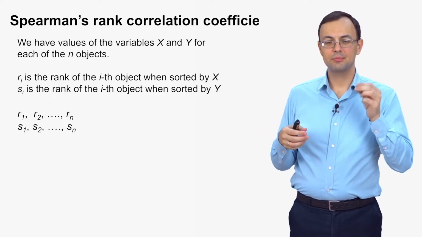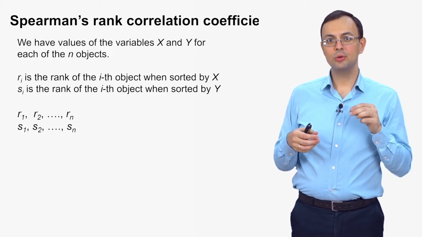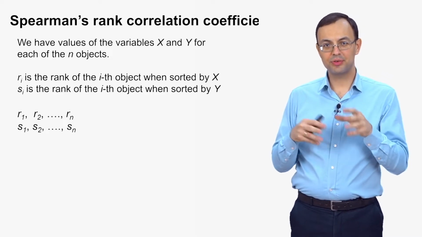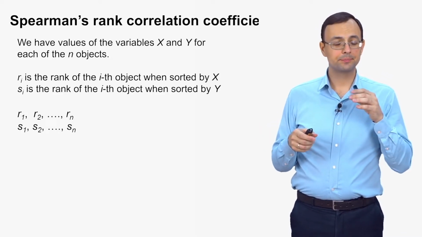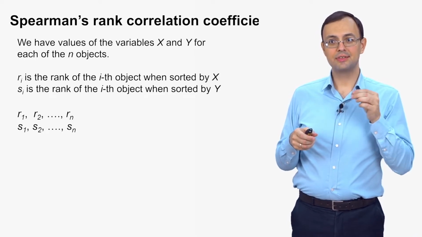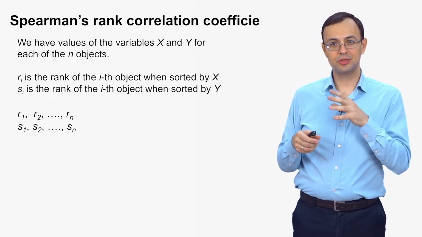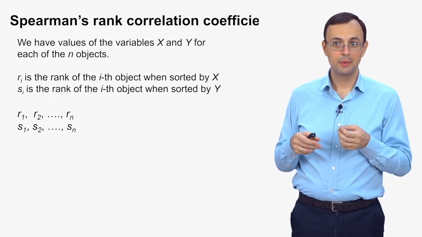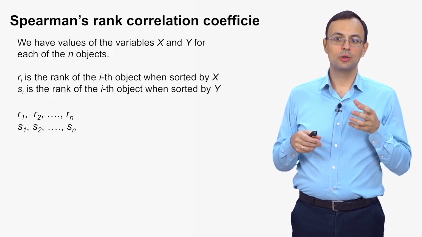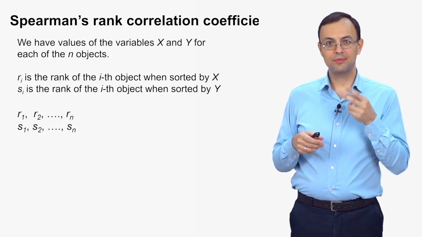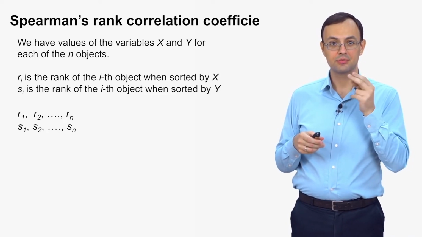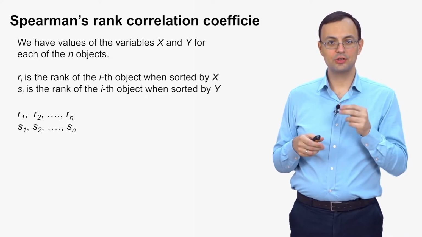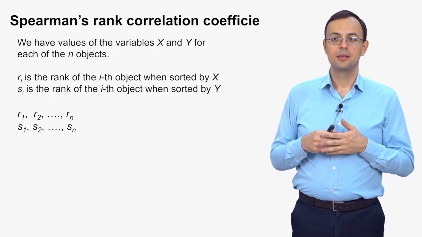And for each item, for each observation, we know its rank with respect to x and its rank with respect to y. So Ri is the rank of the ith observation when sorted by x, and Si is the rank of the ith observation when sorted by y. And so for each observation, we have a pair of numbers, Ri, Si, its ranks. For each observation, we have two ranks.